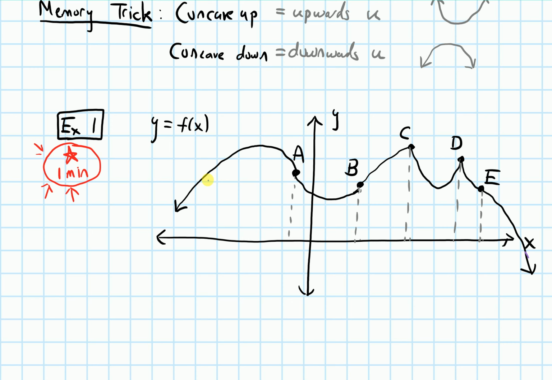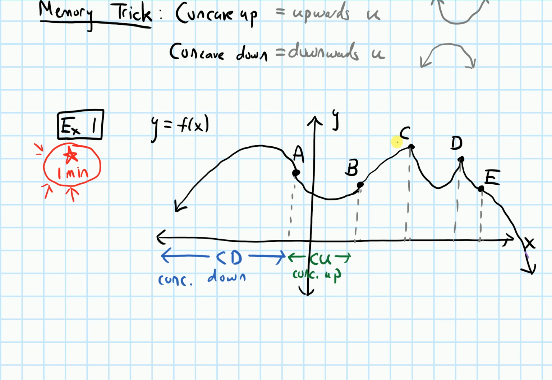So on this first interval to the left of where A is, our graph has this downwards U shape. So it would be concave down here. So I'll write CD for concave down on this interval. So this means concave down. Okay, and then from A to B, it has an upwards U shape. So from A to B, it would be concave up, or I'll write CU. So CU means concave up.